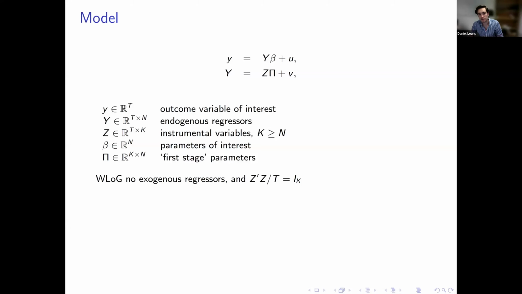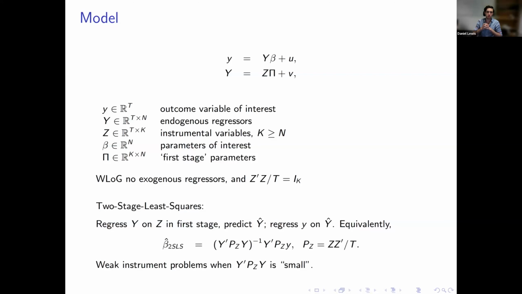Without loss of generality, we're going to assume that there are no exogenous regressors, right? Because we can always, using Frisch-Waugh, just partial out any exogenous regressors ahead of time. And we're going to normalize Z prime Z to have identity sample covariance matrix. So these are just normalizations, standardizations, up to this point.